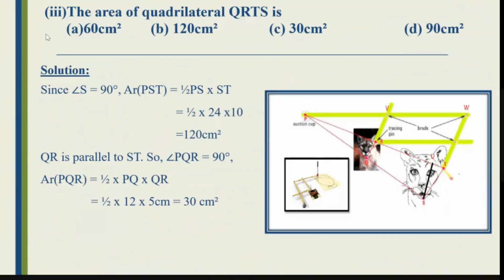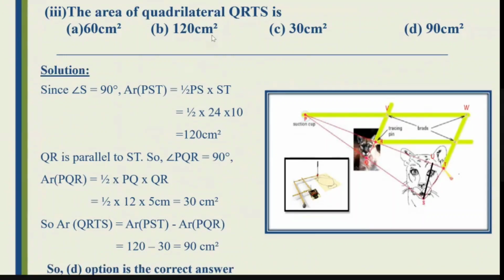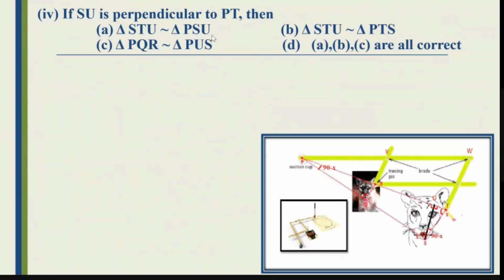So the area of QRTS will be equal to area of triangle PST minus area of PQR, which is equal to 120 minus 30, which is equal to 90 centimeters square. So we get the D option is the correct answer. Let us do the fourth part now.